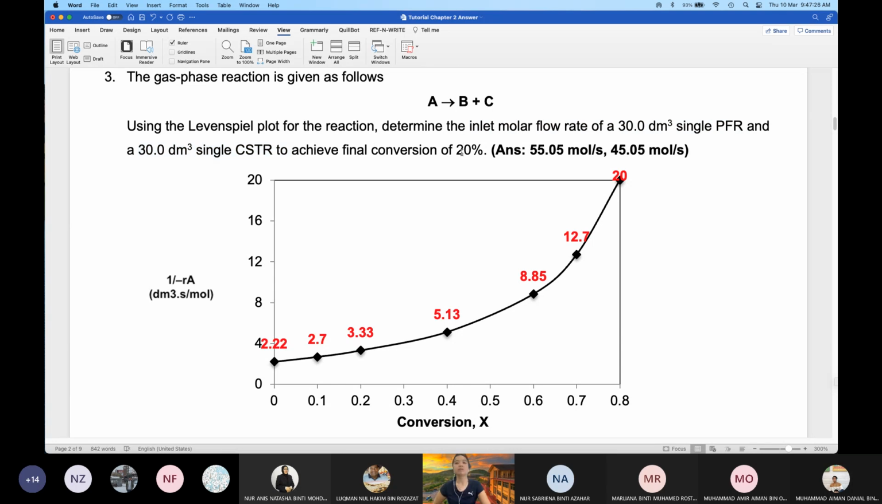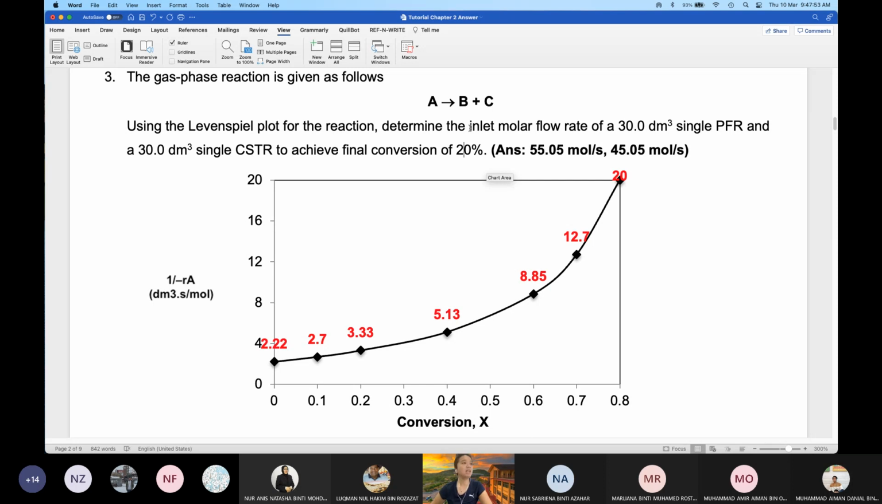Okay, so soalan senang je. Dia beri kita Lorentz-Spear plot. So don't forget, Lorentz-Spear plot dia punya karakteristik yang paling penting. Y-axis dia is 1 per minus RA. X-axis dia adalah X. Okay, so 1 per minus RA versus X. Okay, dia kata lagi, dia suruh kita cari inlet molar flow rate. Dia nak kita cari FA0.